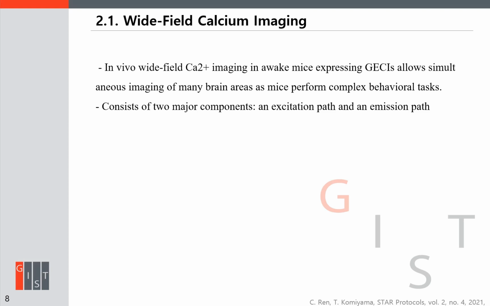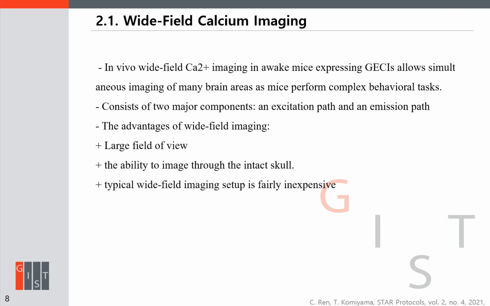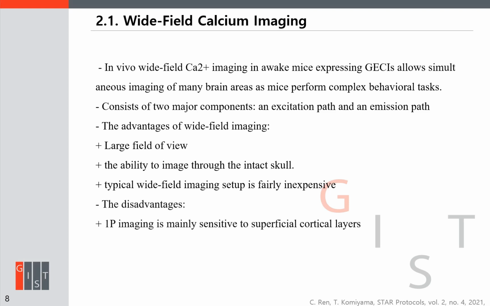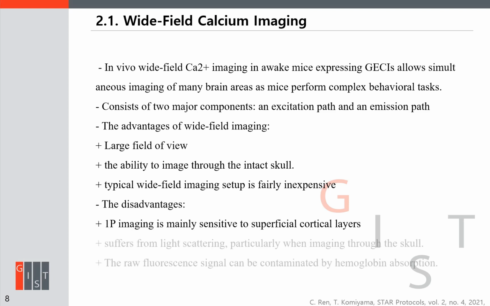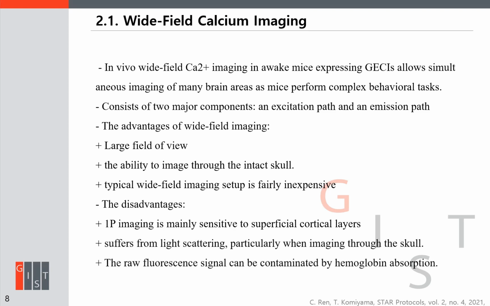onto a camera chip. The advantage of wide field imaging is a large field of view and the ability to image through the intact skull, and the typical wide field imaging setup is fairly inexpensive, appealing to many labs worldwide. Also, it has some disadvantages: one-photon imaging is mainly sensitive to the superficial cortical layer and suffers from light scattering, particularly when imaging through the skull. In addition, the raw fluorescent signal can be contaminated by hemoglobin absorption.